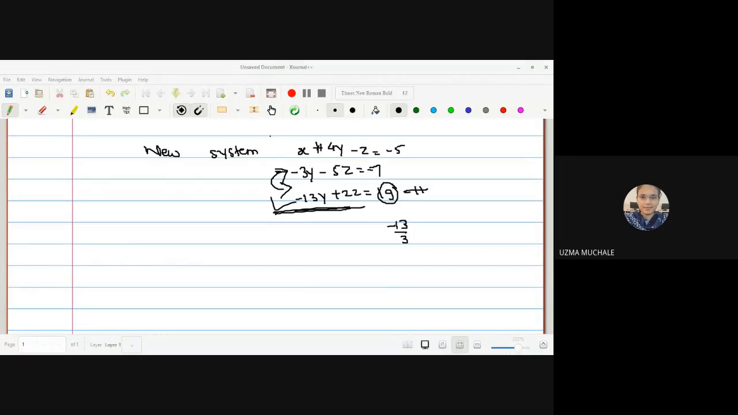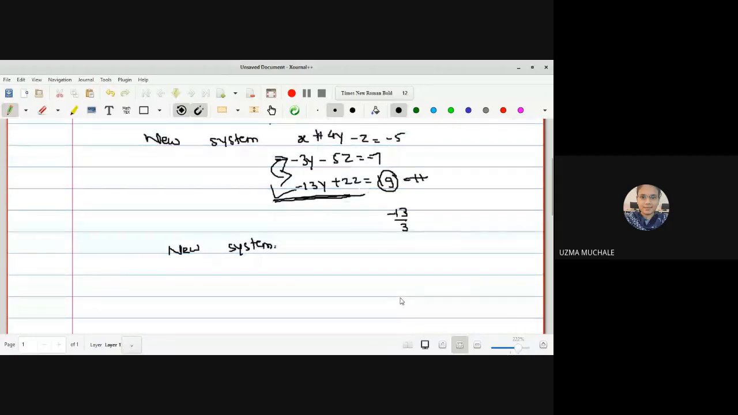Yes, what is the answer? What is the solution of this? We have only changed the last equation.